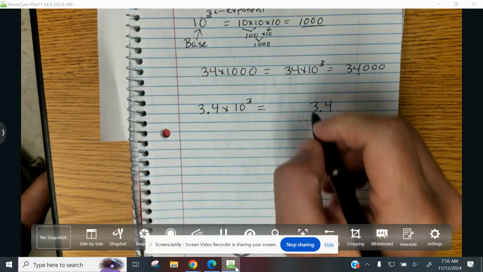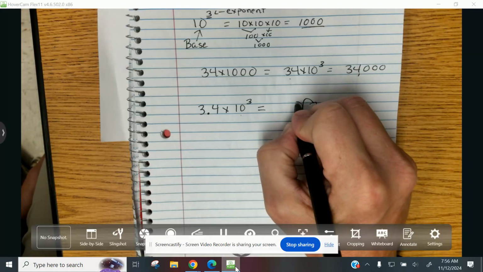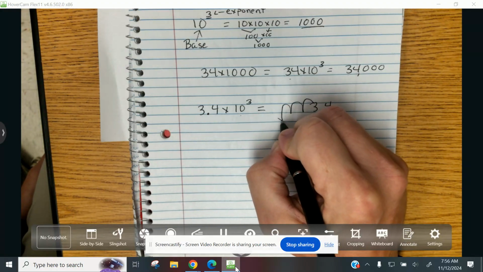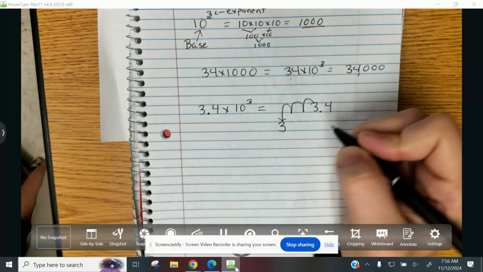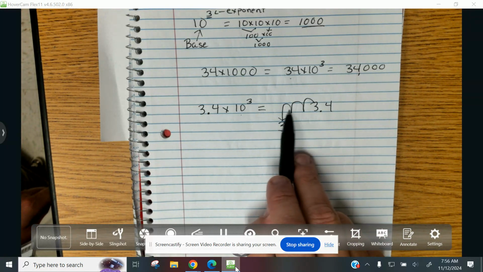So he's in the ones. So I'm going to use this, and I'm going to keep this the same. He's the tens, the hundreds, and now the thousands. So there is where the new 3 is at. Okay? And again, keep in mind, I'm using all this as place value.